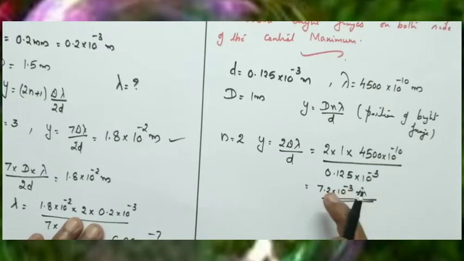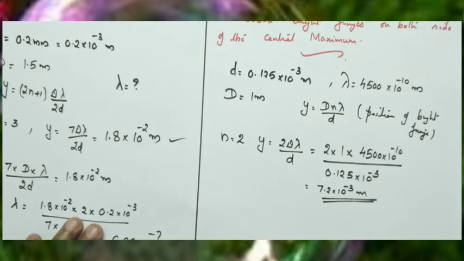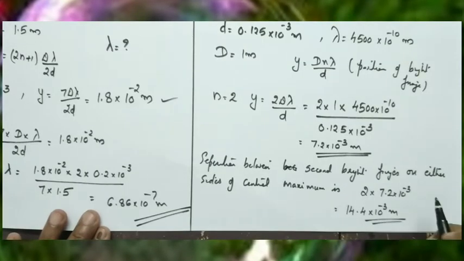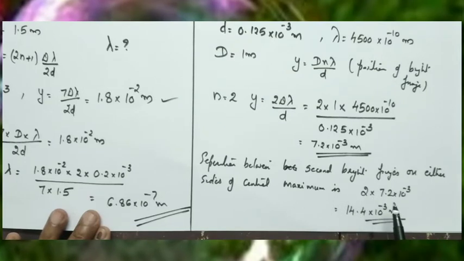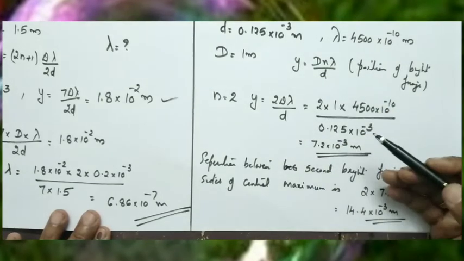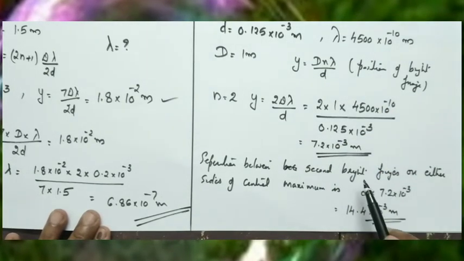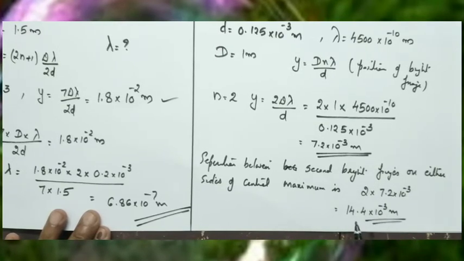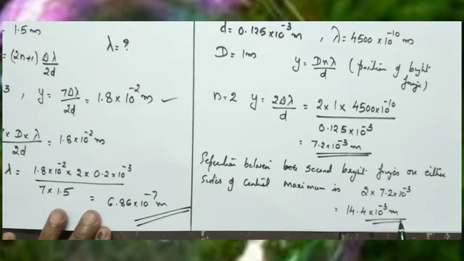So what is the separation between the two bright fringes on either side? The separation between the second bright fringes on either side of the central maximum is 2 into 7.2 into 10 raised to minus 3, because on both sides of the central maximum we can find the second bright fringe. So the distance between the two bright fringes on either side is 2 into 7.2 into 10 raised to minus 3, that is 14.4 into 10 raised to minus 3 meter. Okay children.